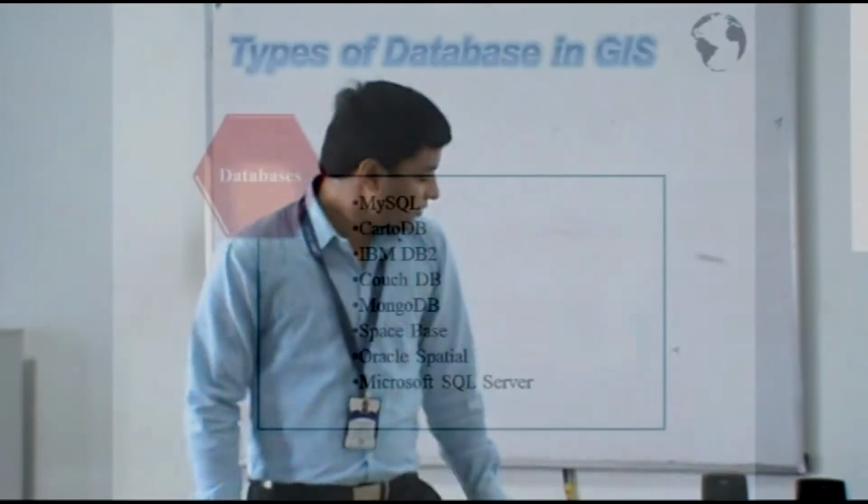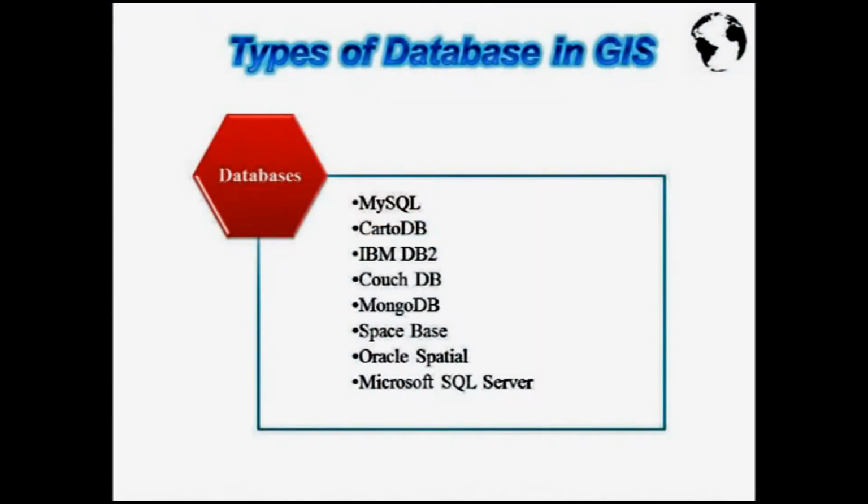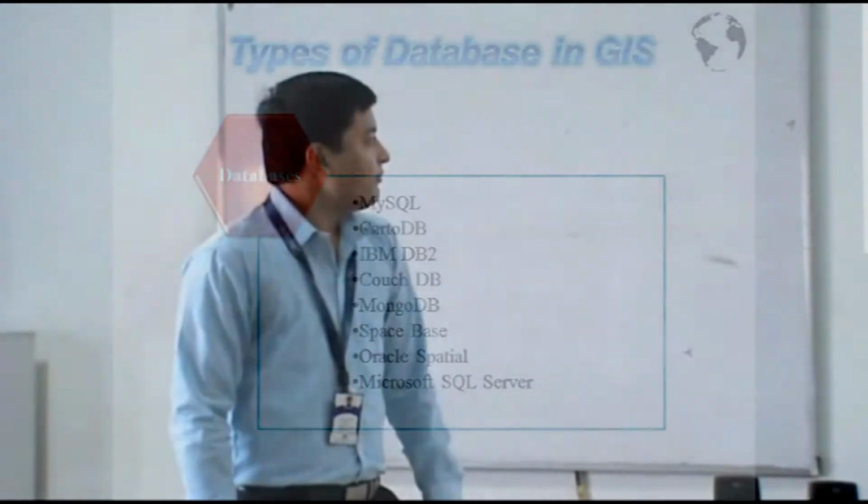There are different types. The spatial database follows the Open Geospatial Consortium. This is one standard that is used for storing GIS information, and it follows many types of rules. The compatible databases include MySQL, CartoDB, IBM DB2, CouchDB, MongoDB, Oracle Spatial, and Microsoft SQL Server. These are the databases that are compatible for storing geographic information.